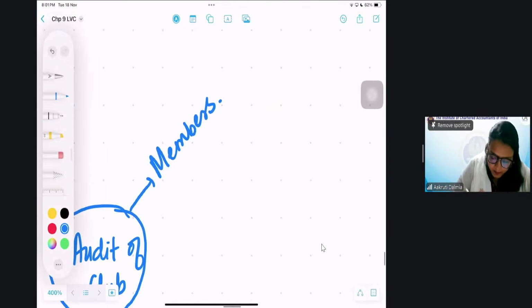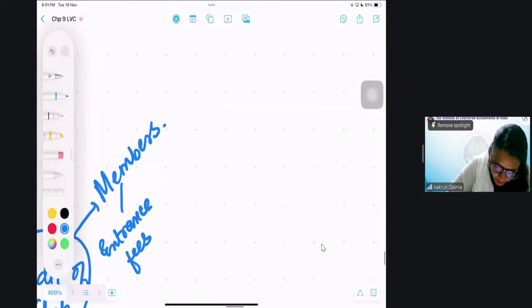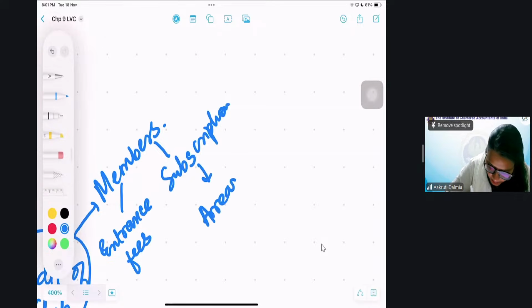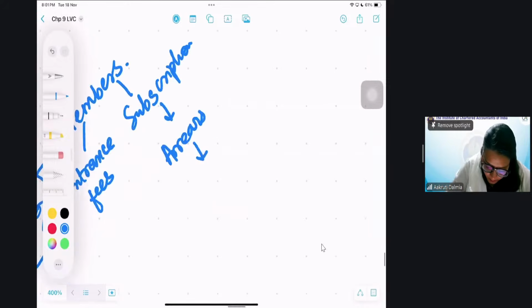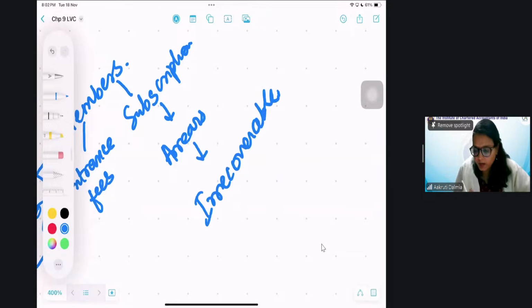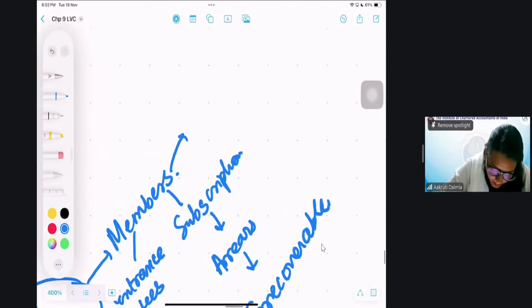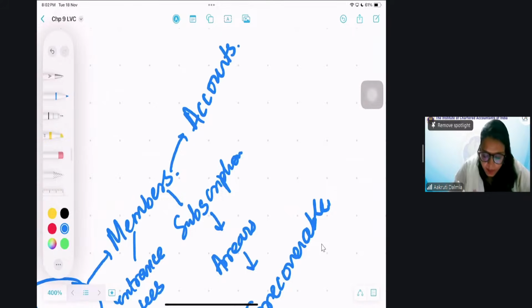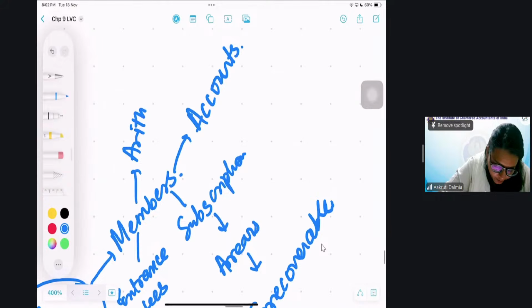What all can we earn from the members? We can earn entrance fees. We can earn subscriptions. But what can happen in subscriptions? There can be arrears. Then, if there are arrears, some things can be irrecoverable. How do we know? Check members' accounts and reconcile everything. And check arithmetical accuracy of members.